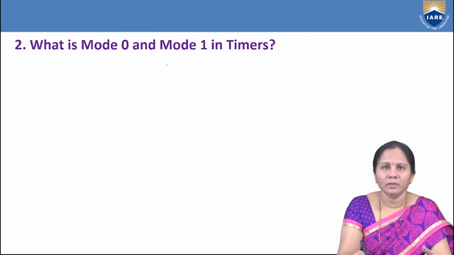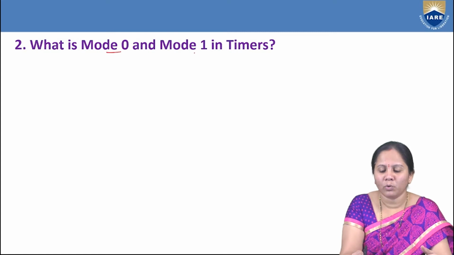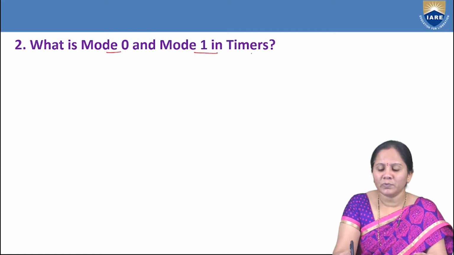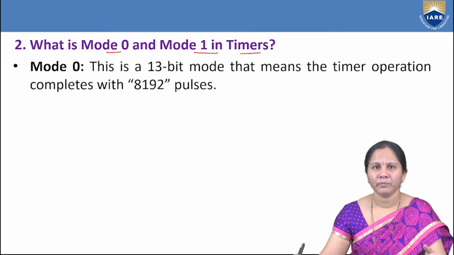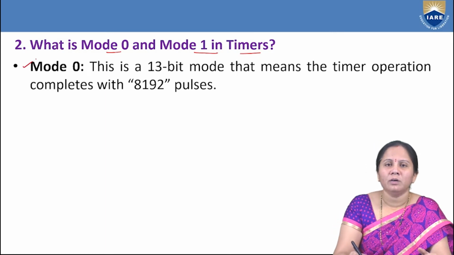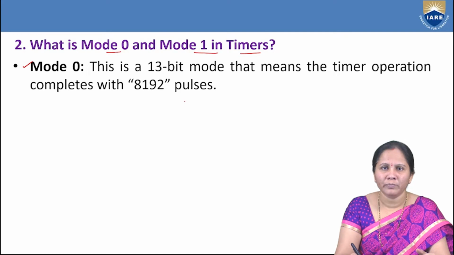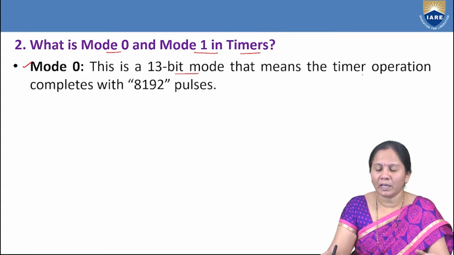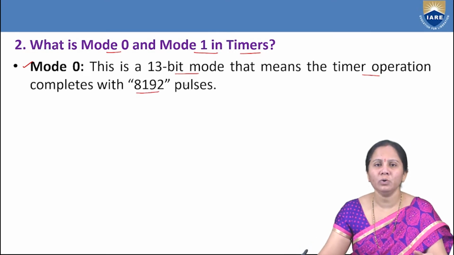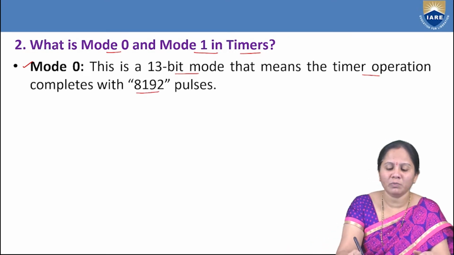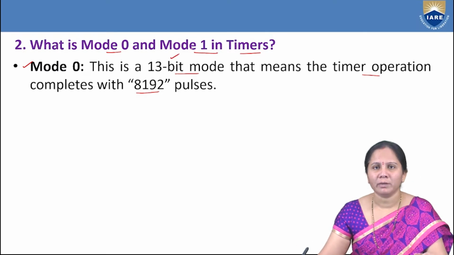Next, second one, what is mode 0 and mode 1 in timers? So as we know here, timers are used for producing the time delay. These timers can be operated in different modes, that is mode 0 and mode 1. So when the timer is operating in mode 0, it is called 13-bit mode. It means the timer operation is going to complete with the help of 8192 pulses, because in mode 0, the timer will be acting as a 13-bit timer.